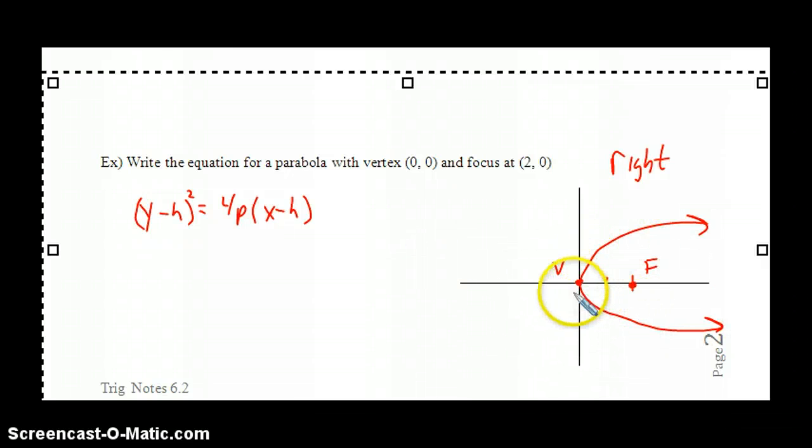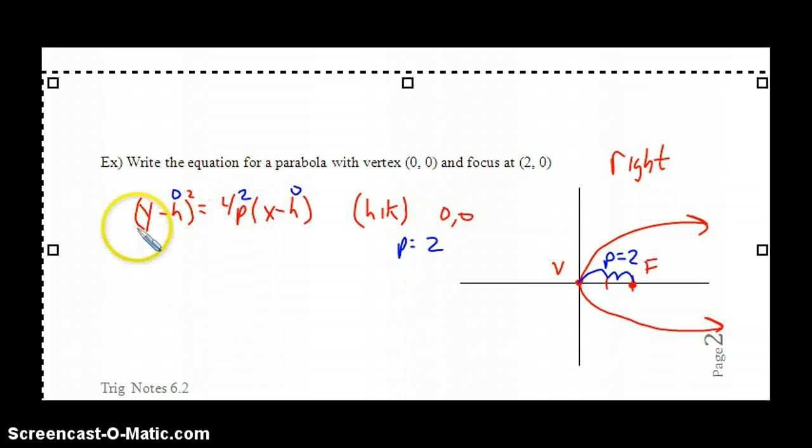Now plug in what you know. Well, here's what I know from my graph. My HK is 0, 0. So I can put a 0 in here, and I can put a 0 in here. I also know from my graph that P is the distance from vertex to focus. So this P is, since it's opening right, a positive 2. So if P is positive 2, let's put a 2 in here.